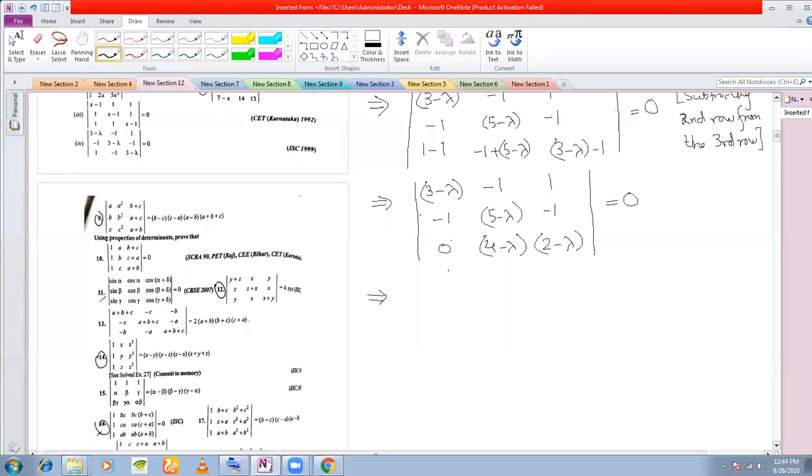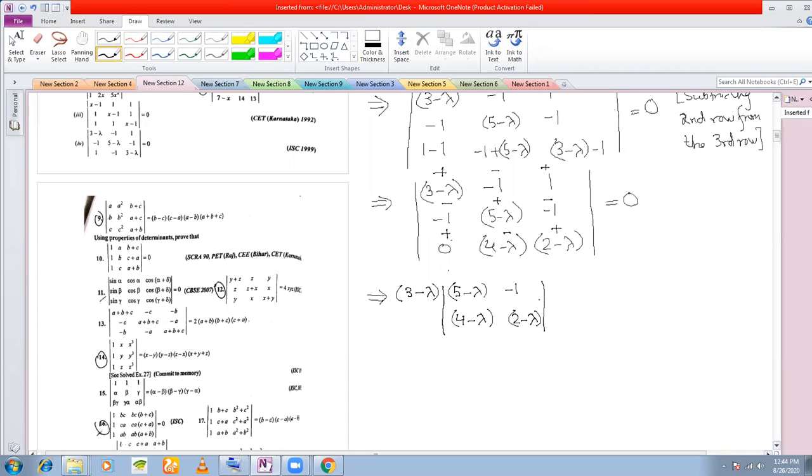Okay, so what I'll do here is I have a plus, minus, plus, minus, plus, minus, and a plus, minus, plus. So here I have plus 3 minus lambda. So plus 3 minus lambda I write as it is, and then my minor will be 5 minus lambda, minus 1, 4 minus lambda, and 2 minus lambda.